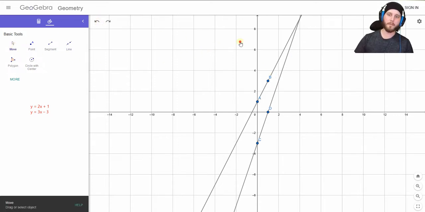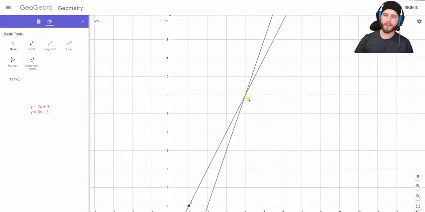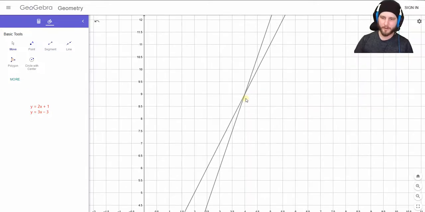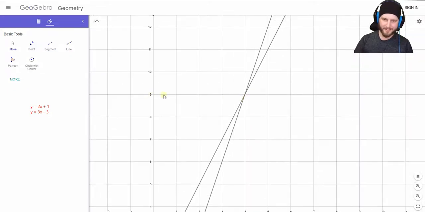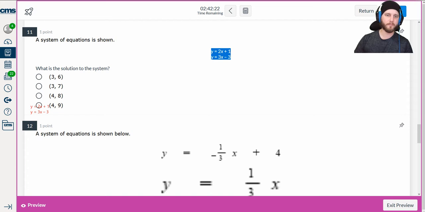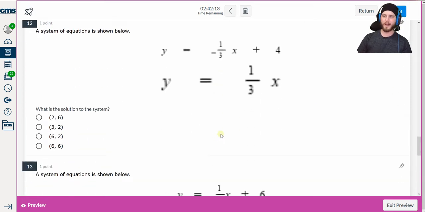Click on the move button and drag over here to see exactly where it crosses. Looks like it's crossing at 9, 4, so 4, 9 would be my coordinates. And there it is, 4, 9. Perfect. Let's go ahead and move on to the next one, number 12.